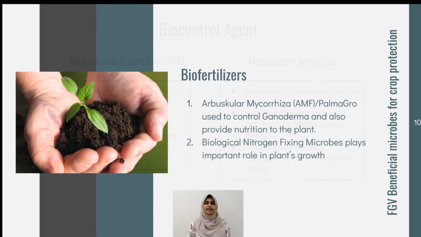FGV has introduced Palmagro biofertilizer to enhance plant growth. This product contains arbuscular mycorrhizae fungus that has a symbiotic relationship with the plant roots, where the plant provides carbohydrate to the fungus and the fungus provides nutrients to the plants. Besides, it is also used to control Ganoderma.